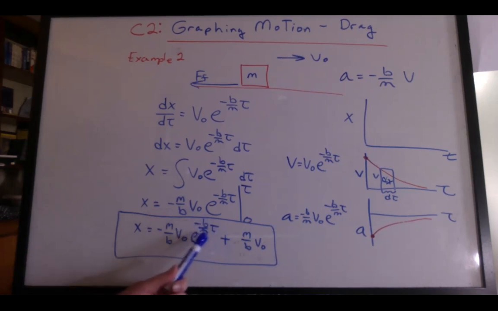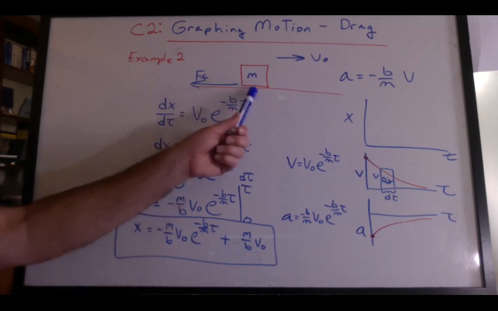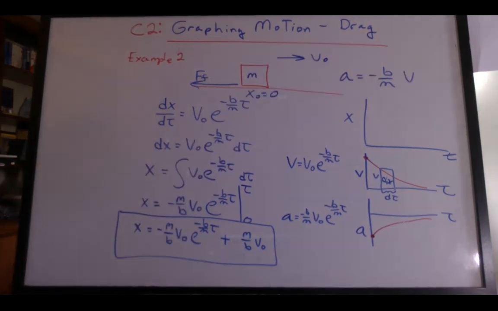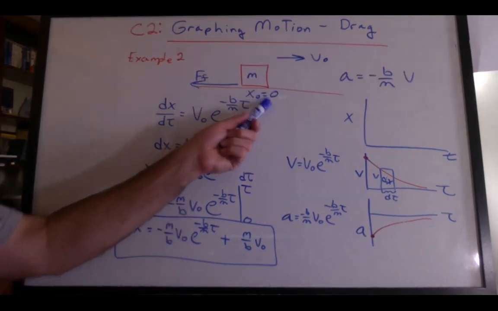e to the 0 is going to be a 1. And we're going to have a negative m over b v naught plus a positive m over b v naught, which is going to cancel out, leave us with 0. And that is exactly what we should have here. We will assume the initial position is 0.